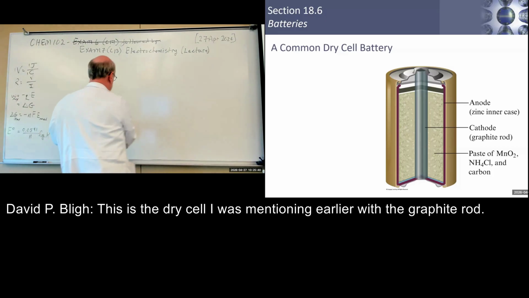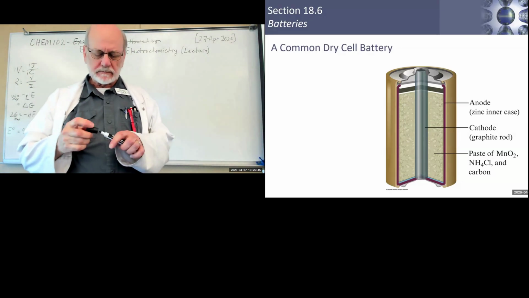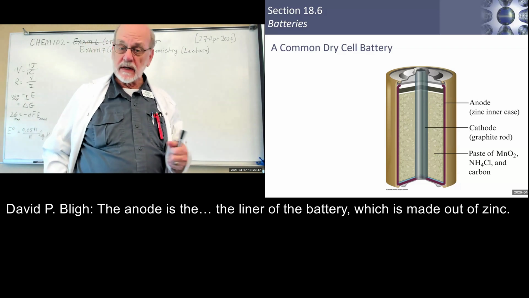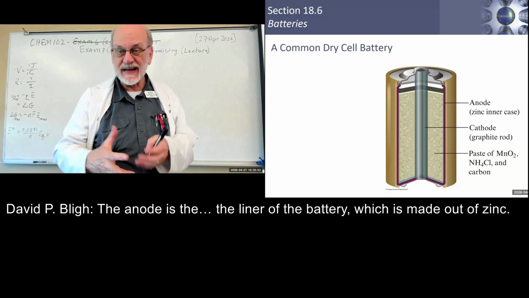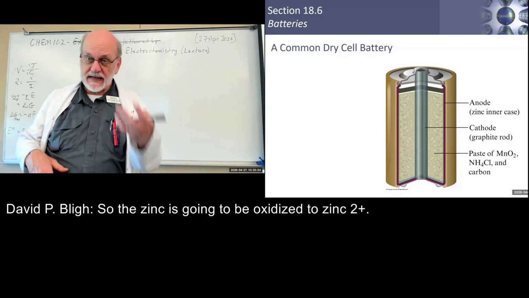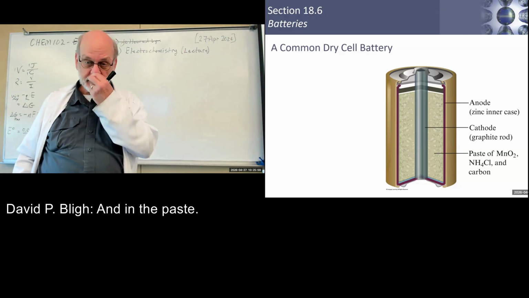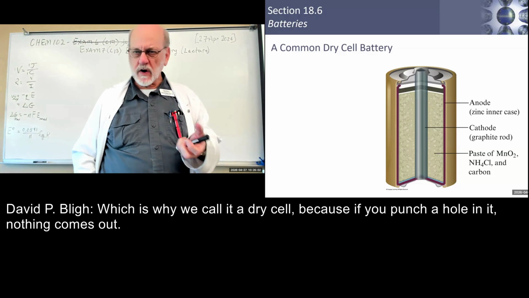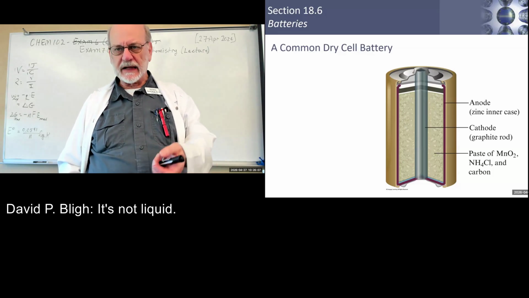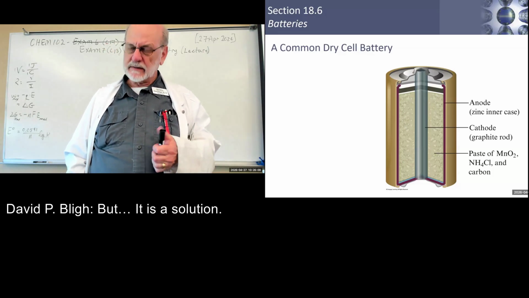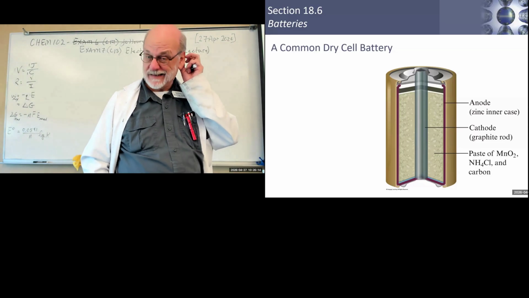This is the dry cell I was mentioning earlier with the graphite rod. The anode is the liner of the battery, which is made out of zinc. So the zinc is going to be oxidized to zinc 2+. And in the paste, which is why we call it a dry cell, because if you punch a hole in it, nothing comes out. It's not liquid. But it is a solution, right? So technically it's not dry.